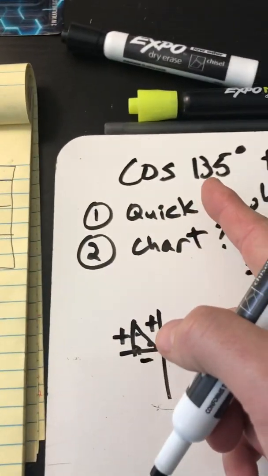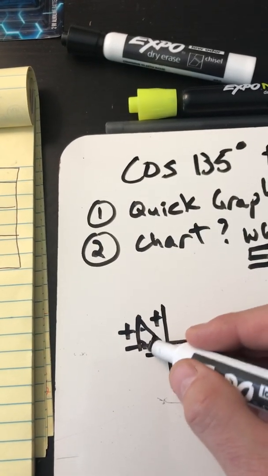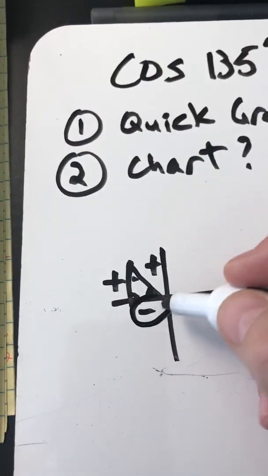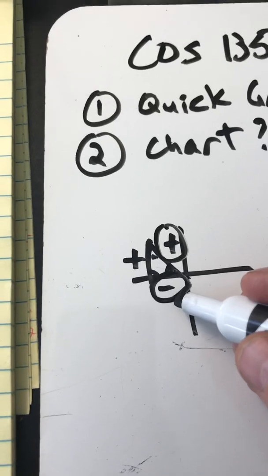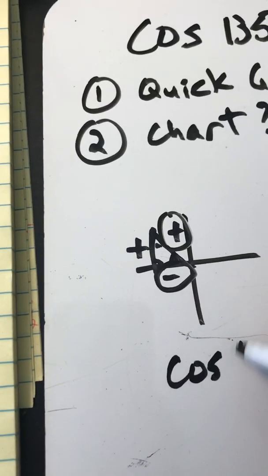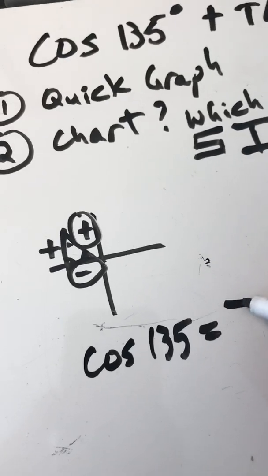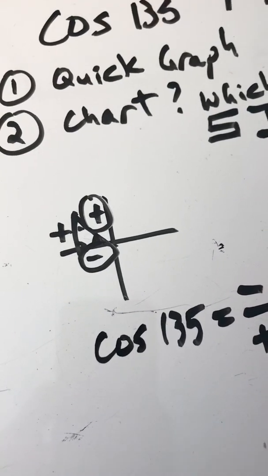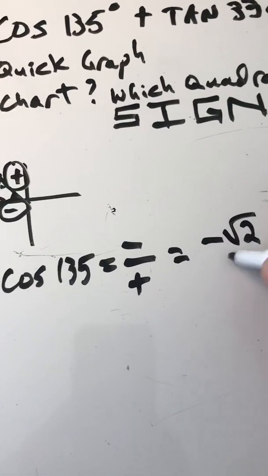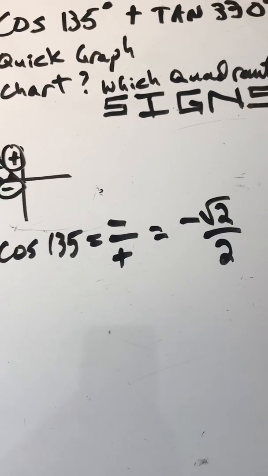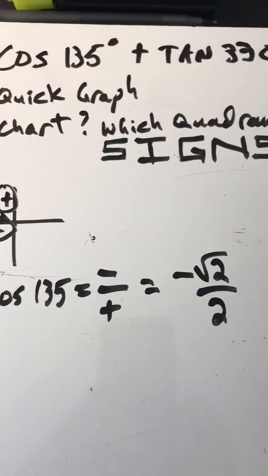The cosine of 135 is the same as the cosine of 45, right? Because this is 45 degrees right here. So the cosine of 45 is radical 2 over 2, which is the adjacent over the hypotenuse. So a negative over a positive, right? Cosine of 135 is going to be a negative number adjacent over a positive number hypotenuse, which means that it must be negative radical 2 over 2. The cosine of 135 is negative radical 2 over 2.